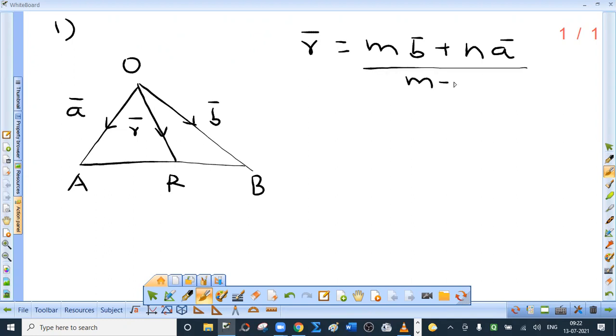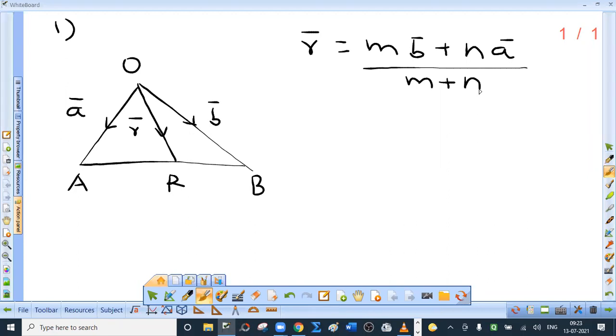See, you can remember this formula easily because in 9th standard you have obtained this using x and y coordinates. What was that formula? x equals (m x2 plus n x1) upon (m plus n). In fact, after proving this, we will actually write the formula using Cartesian coordinates. We'll get the same. So we have to prove this: R bar equals (m B bar plus n A bar) upon (m plus n).